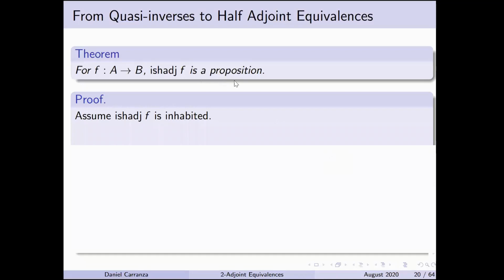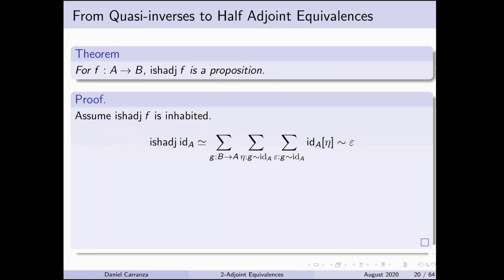The way we're going to show it is a proposition is we're going to assume it's inhabited and show that it's contractible in that case. So we're going to assume an inhabitant, and again we're going to use equivalence induction to write out what this means. From the previous proof, we know that we can package off G and eta, so I'm going to do that right away. I'm going to contract G down to the identity, and I'm going to contract eta down to refl x. And I get a type that looks like this.